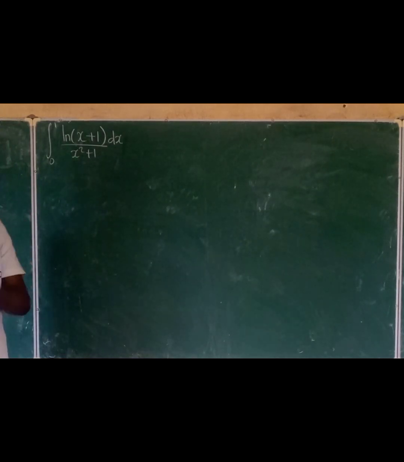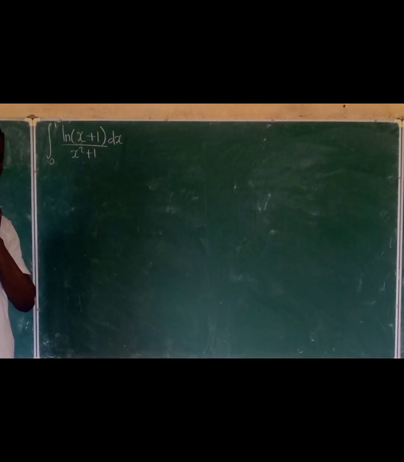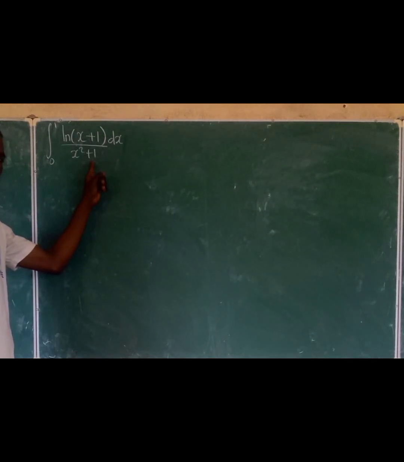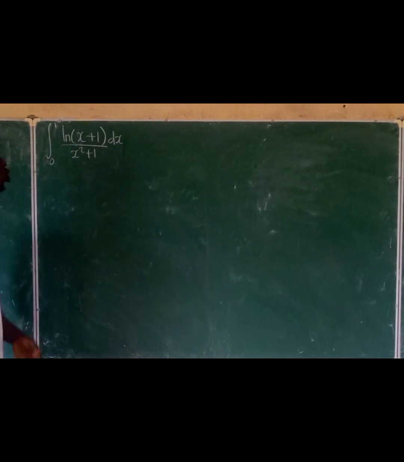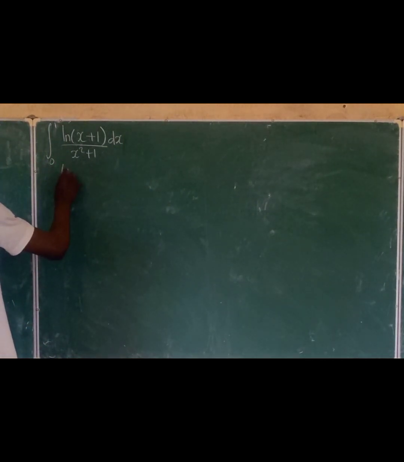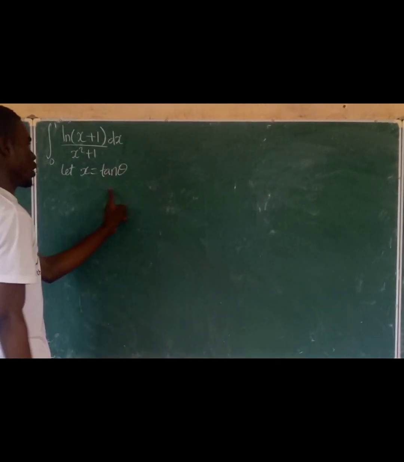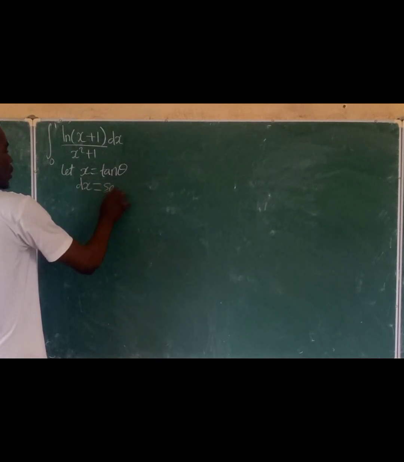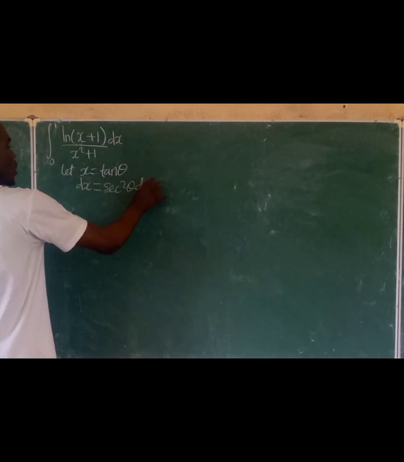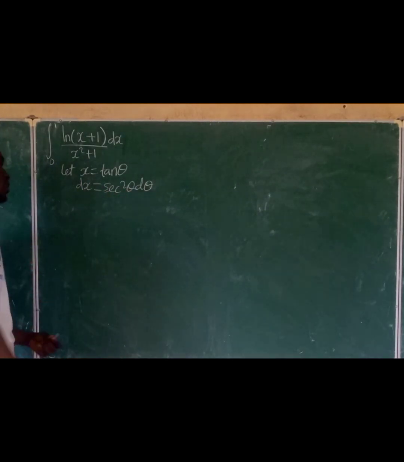Now, as I'm seeing x squared plus 1 here, that's a nice hint for me to use a trig substitution. Since this is x squared plus 1, I can think about tangent, so I can use tan theta. I'm going to let x equal tan theta, such that dx equals sec squared theta d theta, because if you differentiate tan theta with respect to theta, you get sec squared theta d theta.